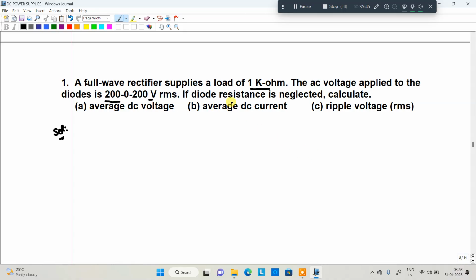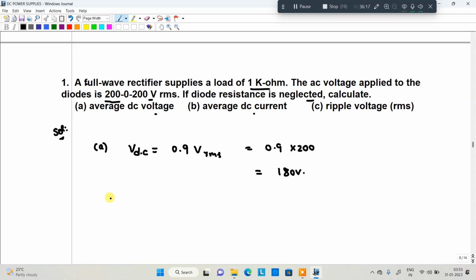So if diode resistance is neglected, calculate the average value of DC voltage, average value of DC current, and the ripple voltage. These three things we are going to calculate. So now the first thing, VDC. If the RMS value is provided, the formula gives 0.9 VRMS. What is VRMS? 0.9 into 200. That will be equivalent to 180 volts.